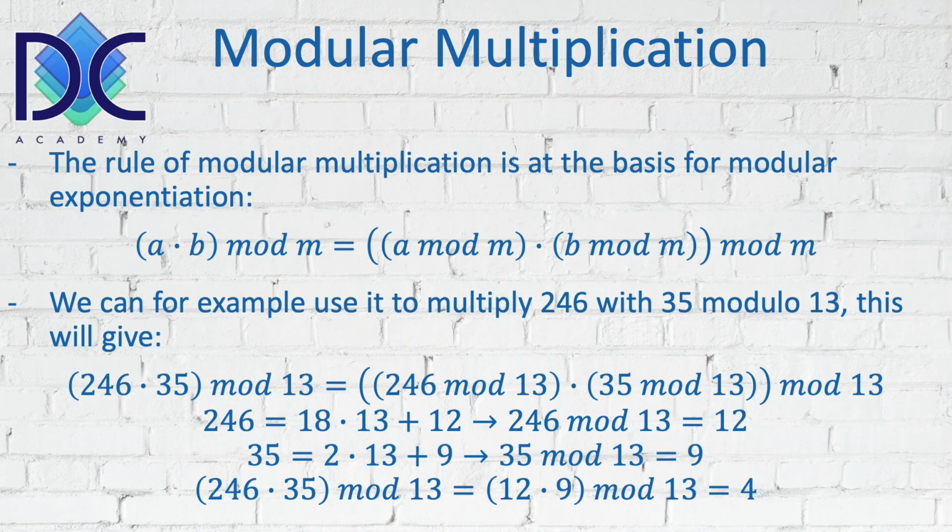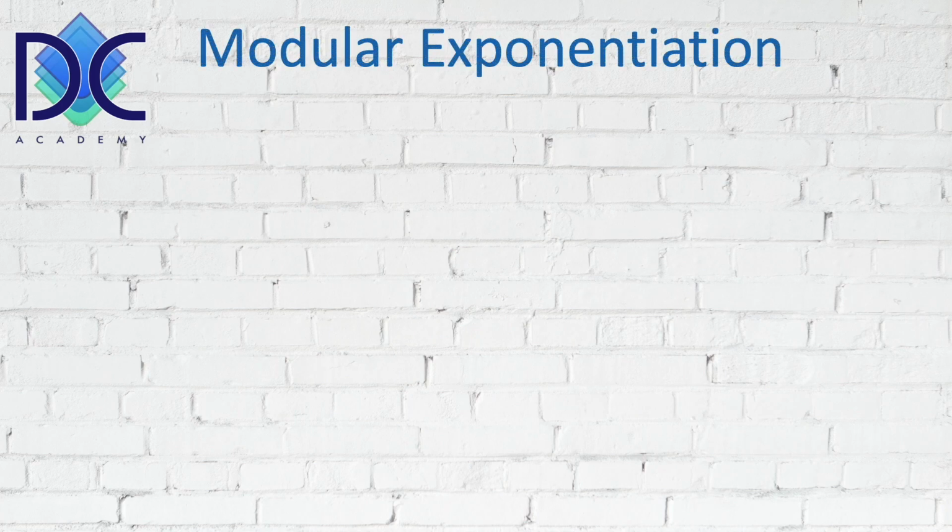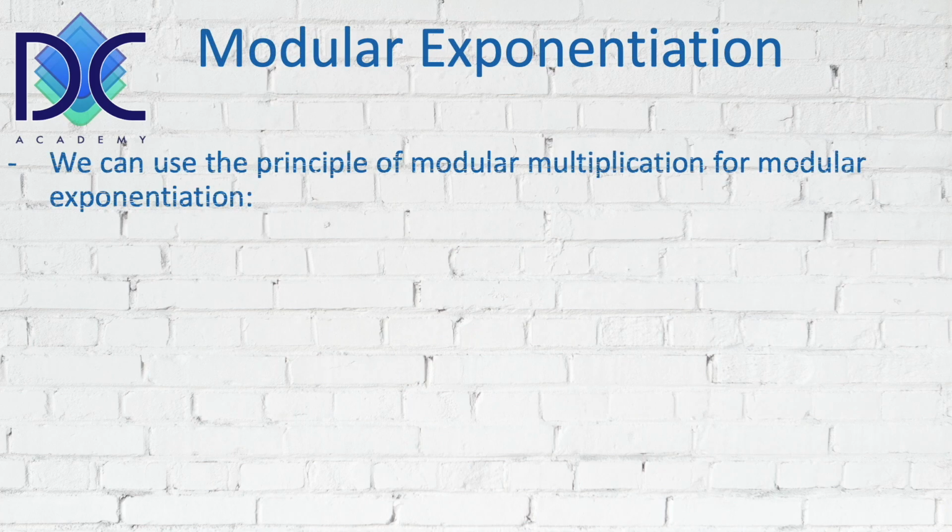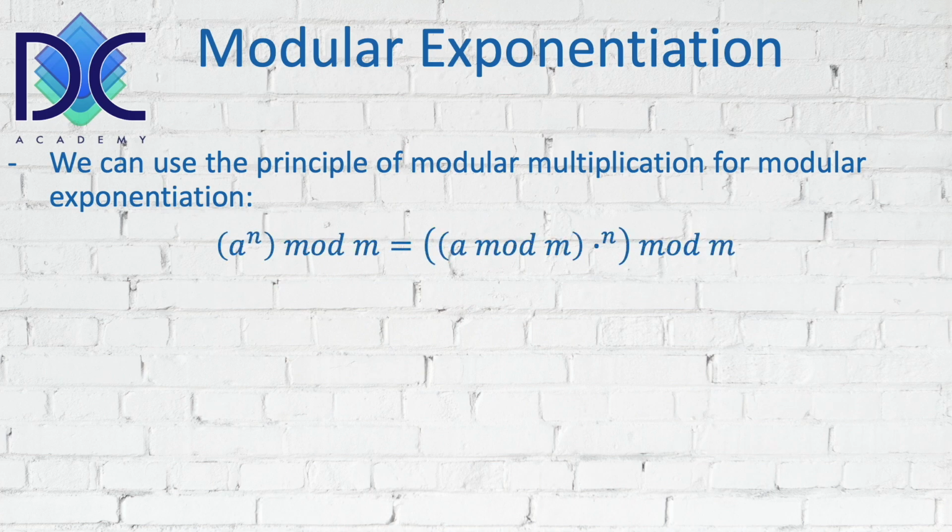So basically, we have this rule of modular multiplication, which will help us to do those modular multiplications in a more efficient way. Now, when we look at modular exponentiation, we are going further than multiplication. We are going to take a power of the number. So what we are going to have is a to the power n modulus m is a modulus m to the power n modulus m. So basically, we're going to use this as a way to deal with those powers.